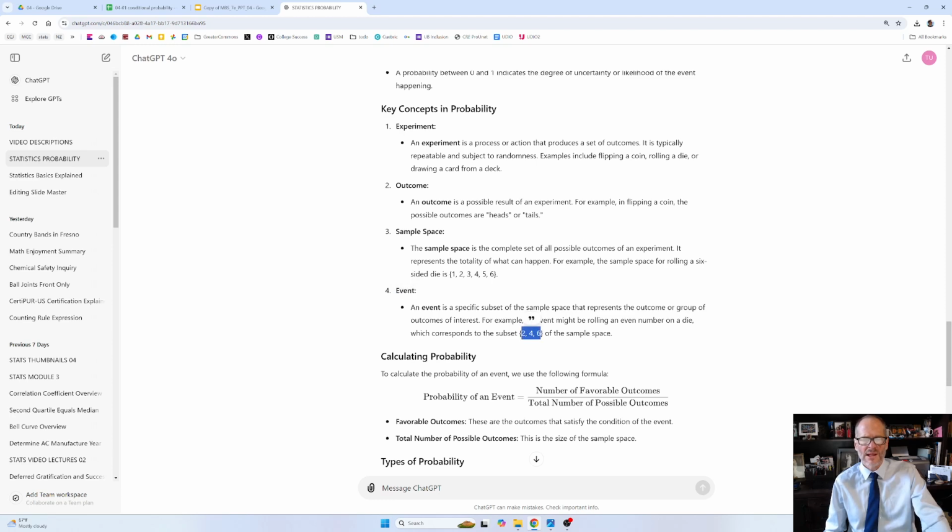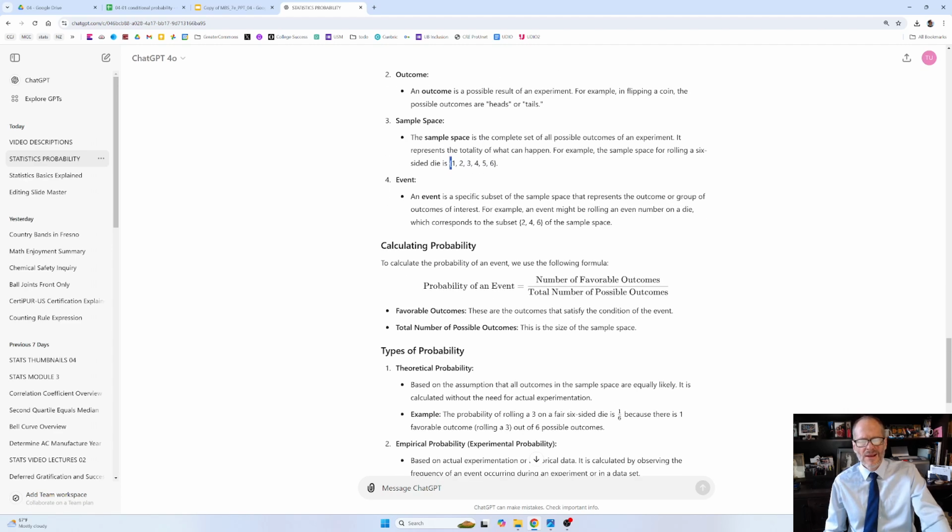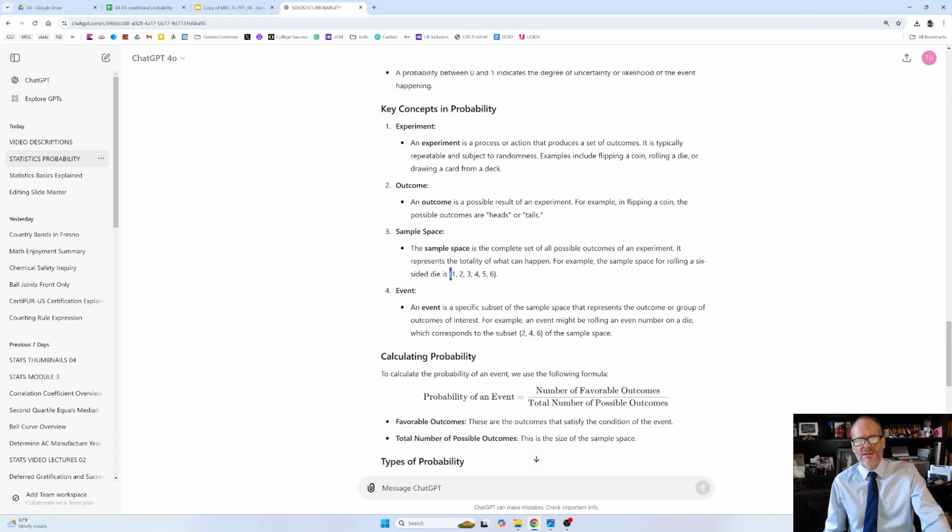The probability of an event will be like, okay, for this subset of the sample space, what's the probability of this subset occurring? So here, if it's a fair die, it's going to be 50% because we're going to have equal likelihood that we'll get one of these three numbers over one of these three numbers right here. So that's the terminology.